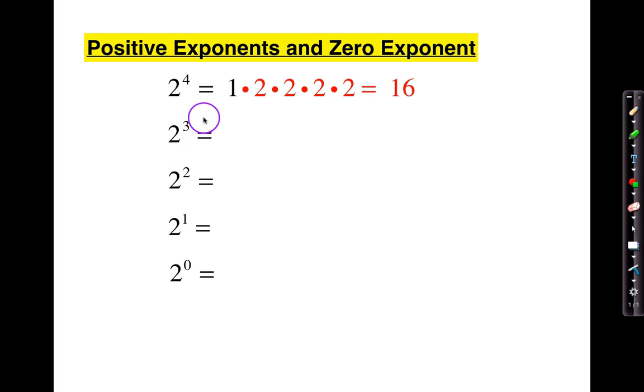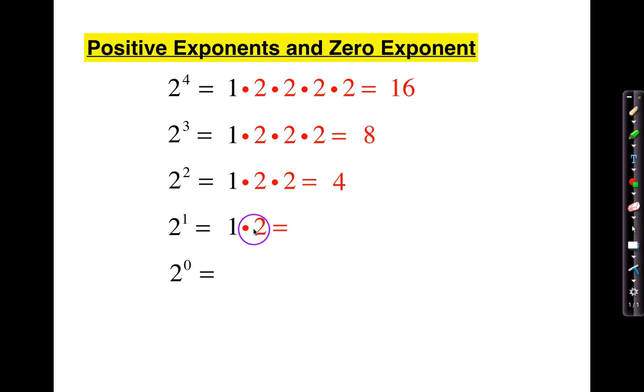Okay, well now if it's 2 to the 3rd, we're just going to use 1 less 2. So here we're going to do 1 times 2 times 2 times 2, which leaves us with 8. Repeating the process, 2 squared is 1 times 2 times 2, which is 4. And 2 to the first power is 1 times 2, which is just 2. Okay, so using this pattern of 1 less 2 to get 2 to the 0, we'd be left with just 1. Now, how does this work and how can I confirm this?